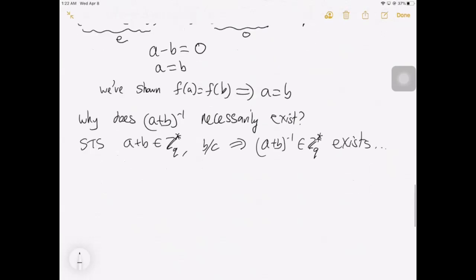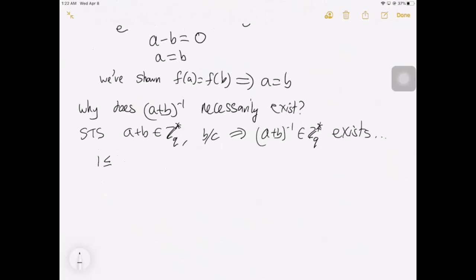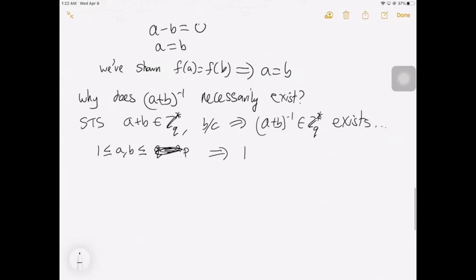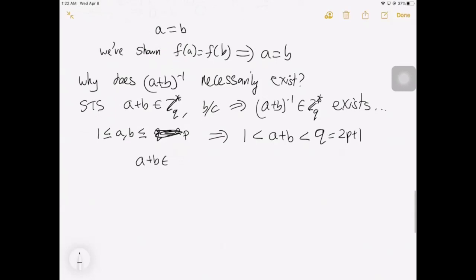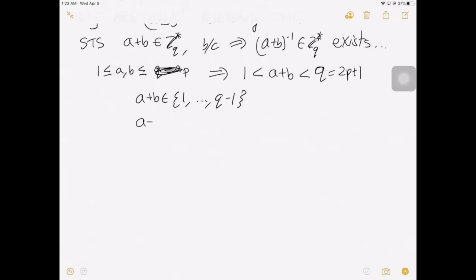Cool, so let's try and prove that A plus B in Z star Q is actually in Z star Q. Notice that 1 is less than or equal to A, B is less than or equal to Q, which is less than or equal to P. This implies that 1 is less than A plus B, which is less than Q. So we have that A plus B is an element of 1 to Q minus 1. Well, actually 2 to Q minus 1, but specifically, A plus B is actually in Z star Q, which means that A plus B must have an inverse.